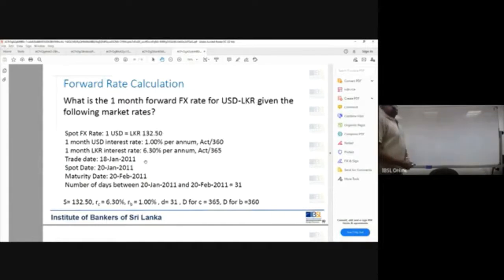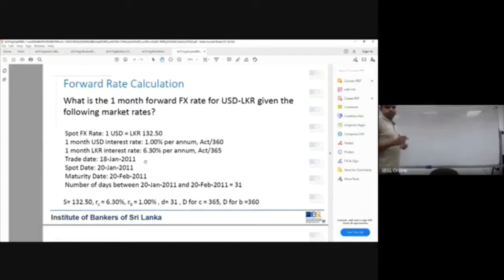Spot rate given as 132.50. 1 month dollar interest rate is 1%. 1 month rupee interest rate is 6.3%. Given the trade date 18 January, spot date 20th January, maturity date 20th February, number of days 31. So you have to calculate the forward rate. Forward rate is spot rate into 1 plus the interest rate of counter currency divided by 1 plus interest rate of base currency.